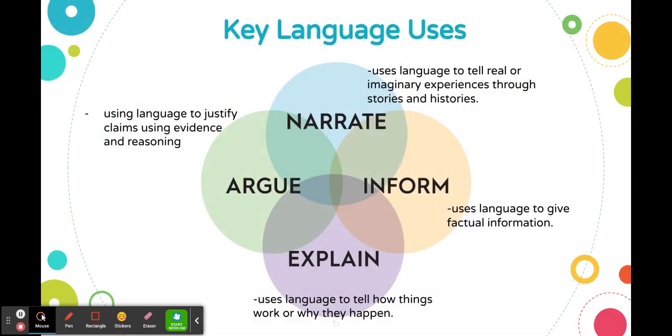Key language uses: narrate, inform, explain, and argue describe ways that language is used in school. For example, every day students and teachers narrate, inform, explain, and argue. Of course, students and teachers use language in other ways too, but by identifying these 4 prominent uses, WIDA helps educators focus their approach to instruction.